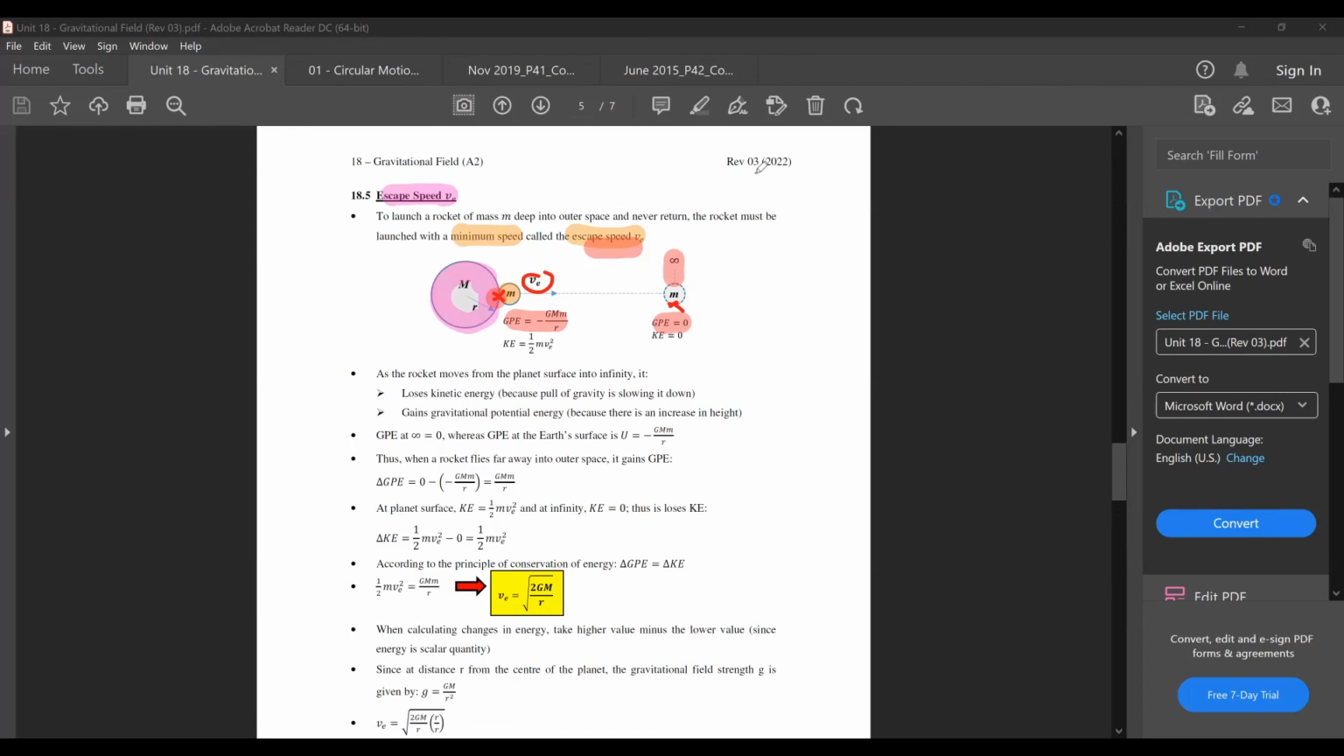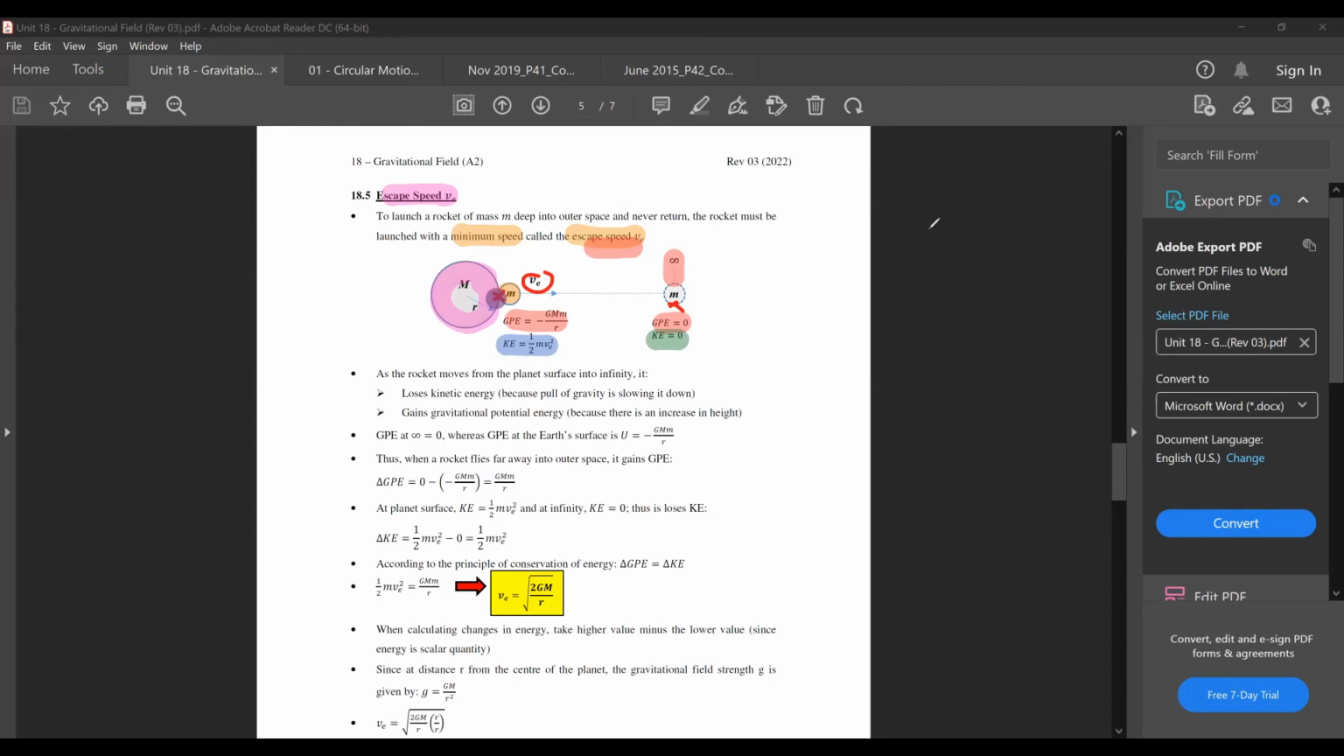If you're talking about the KE, on the surface of the planet that you're launching from, the KE will be half m VE squared, where VE is your escape speed. But at infinity, your KE ought to be 0. Okay, now why do I say that the KE would be 0 here? It is due to this fact.